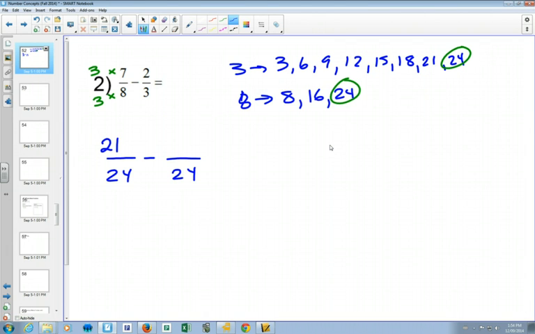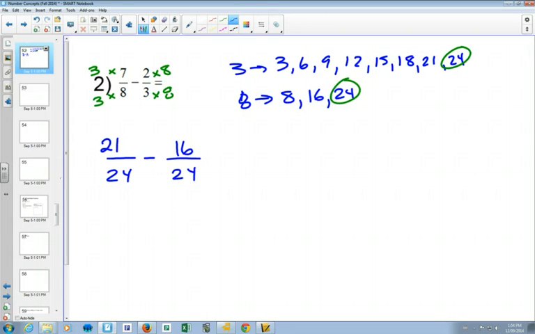And what would I have to multiply 3 by? I'd have to multiply the 3 by 8 to get 24. So I multiply my 2 by 8 as well. And 2 times 8 is 16. Now my pieces are the same size.